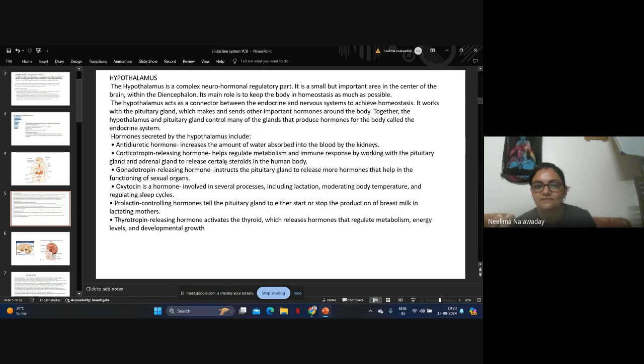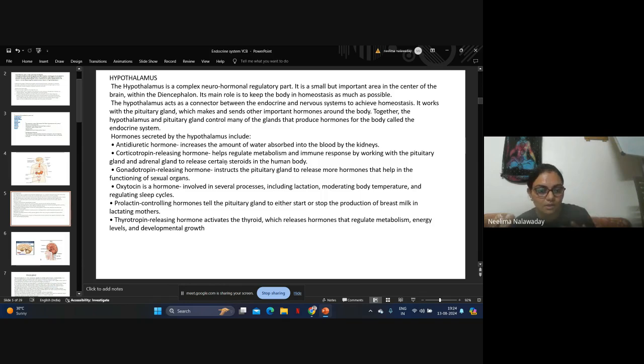ADH hormone increases the amount of water absorbed into the blood by the kidneys. So last time in excretory system we saw this reabsorption of water and that procedure during formation of urine, that mechanism we saw. So it increases the amount of water absorbed into the blood by the kidneys. For that mechanism, this antidiuretic hormone is necessary. Otherwise, this absorption is not possible for our excretory system.